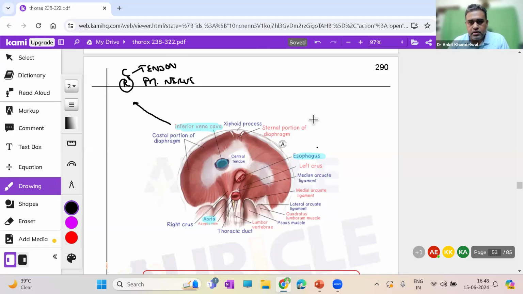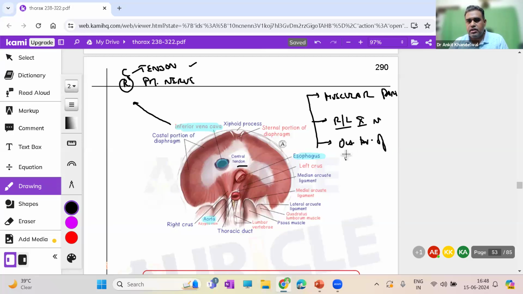Next question that can come is about the esophagus: it is present where? It is present in the muscular part of diaphragm. IVC opening was at the central tendon part of diaphragm. Let's see the central tendon over here. The esophageal opening is at the muscular part of diaphragm. What passes along with esophagus? You have the right and left vagus nerve, right and left tenth cranial nerve. Along with this, we have the esophageal branches of the left gastric artery, the left gastric vessels.